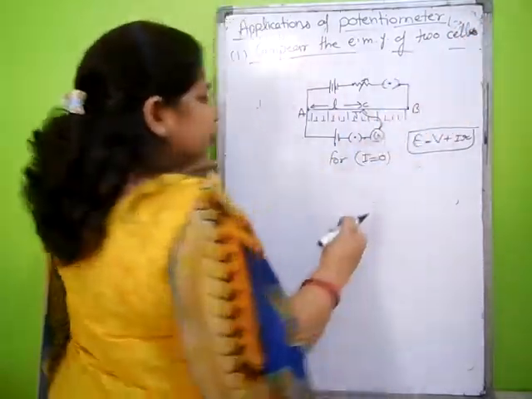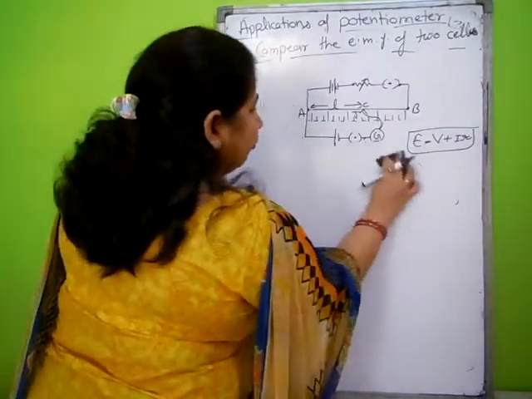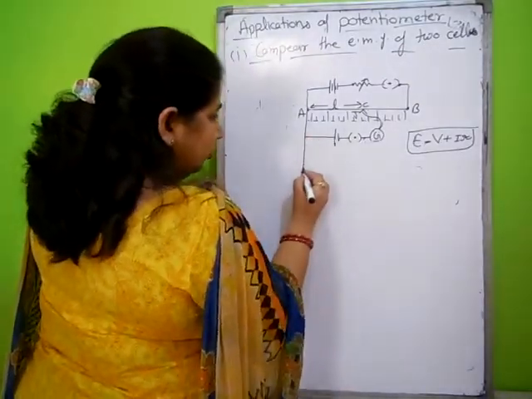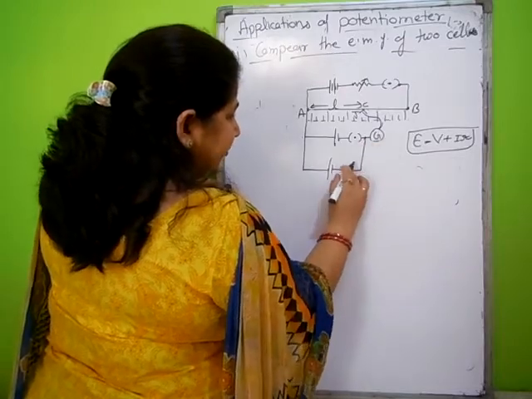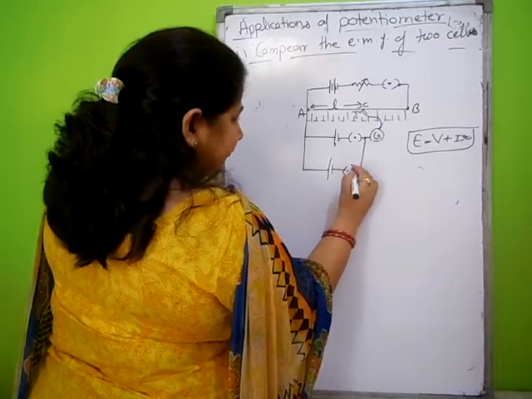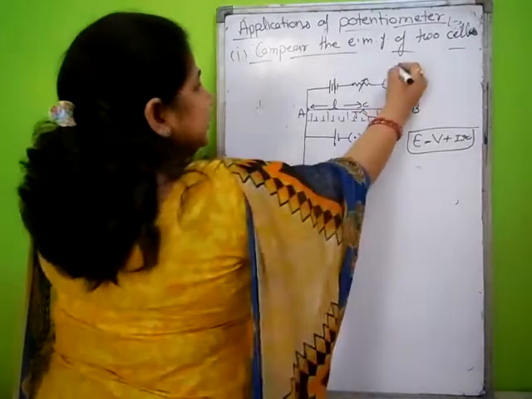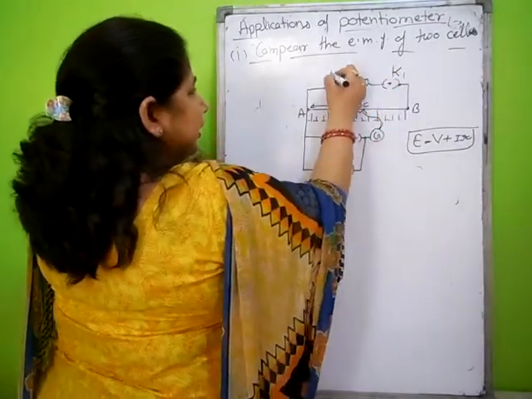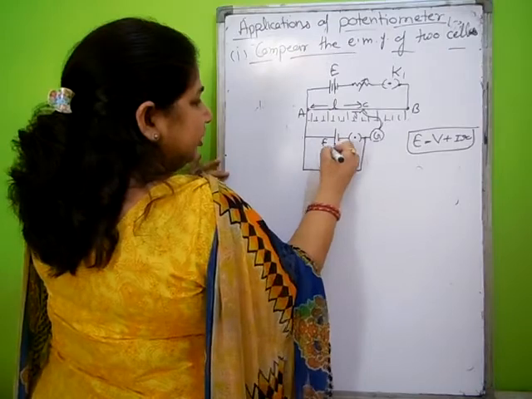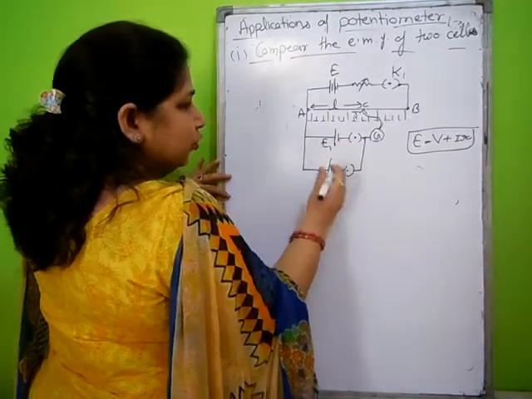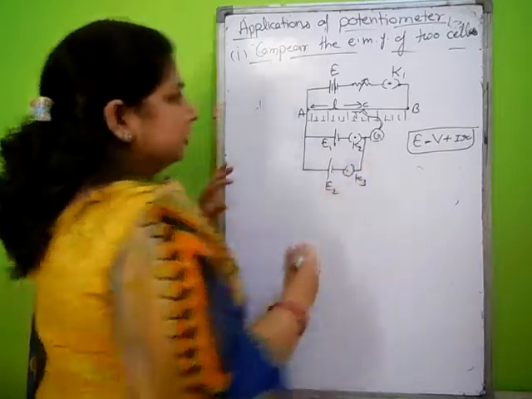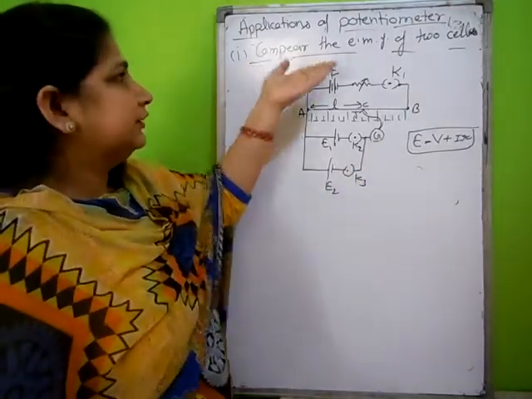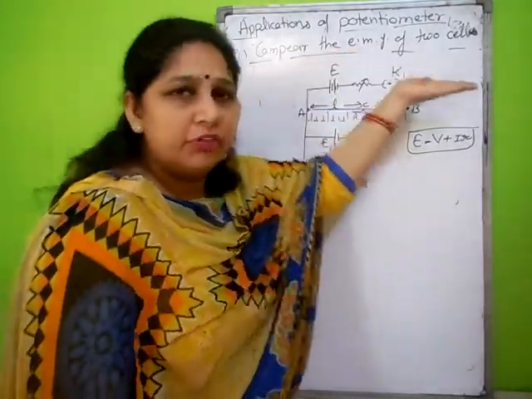Compare the EMF of two cells. What we will do? We will connect the two cells whose EMF is to be compared, such as this is the K1 key, this is the E potential, this is the E1 we have to compare, this is the E2 we have to compare, K2 and K3. This is the arrangement for the second application, compare the EMF of two cells.